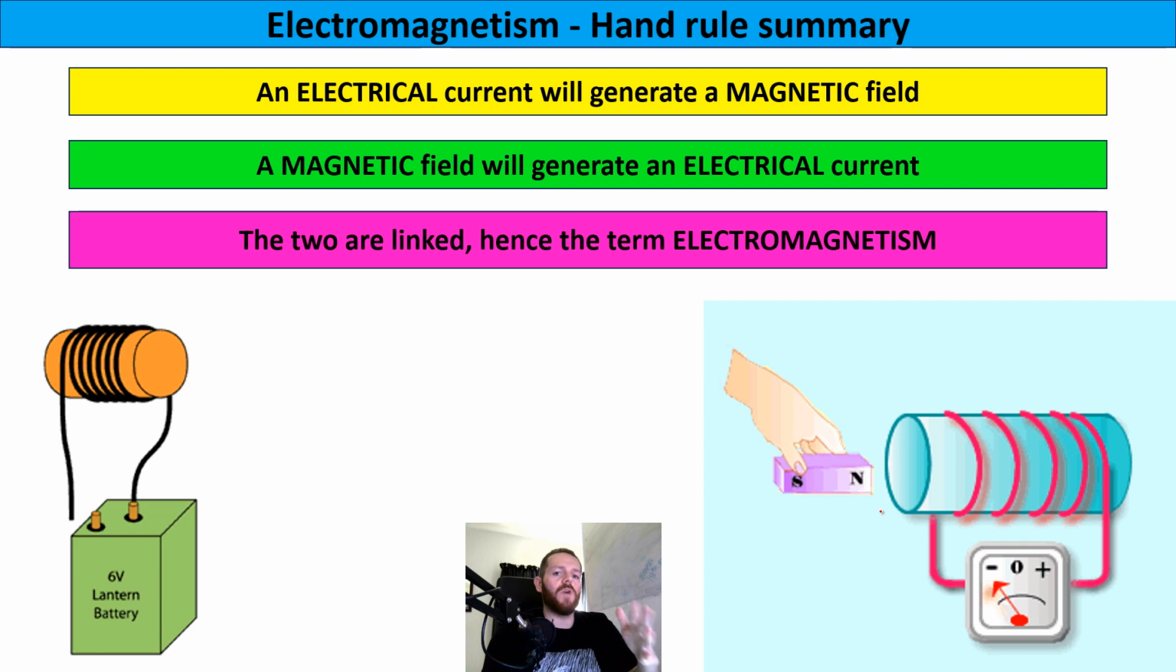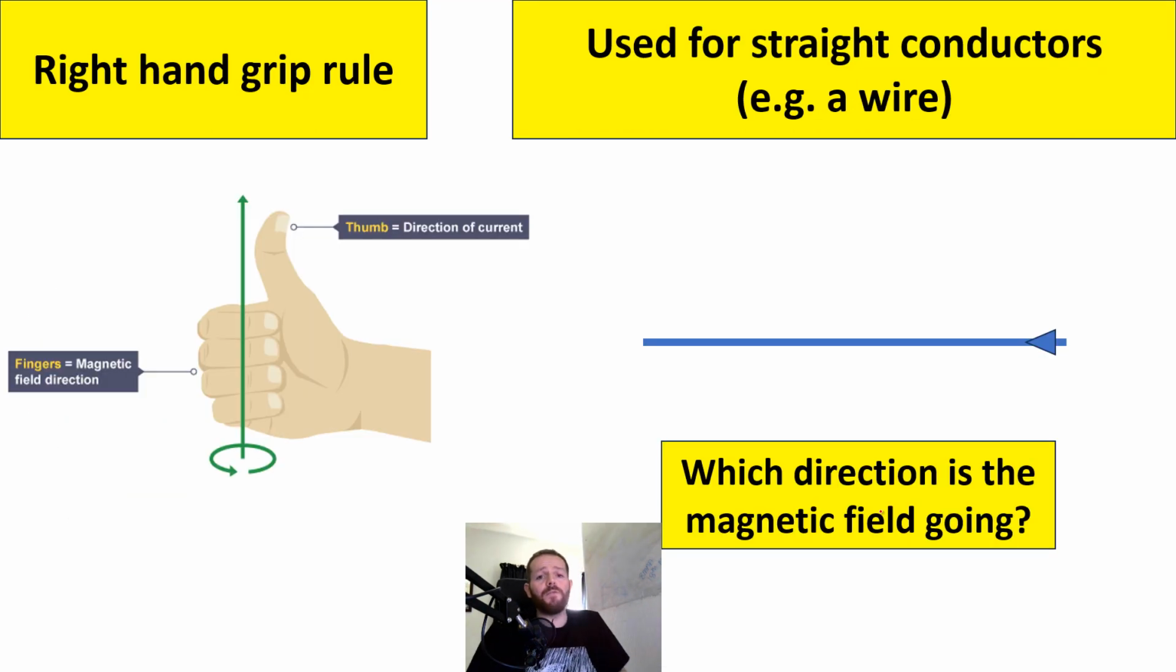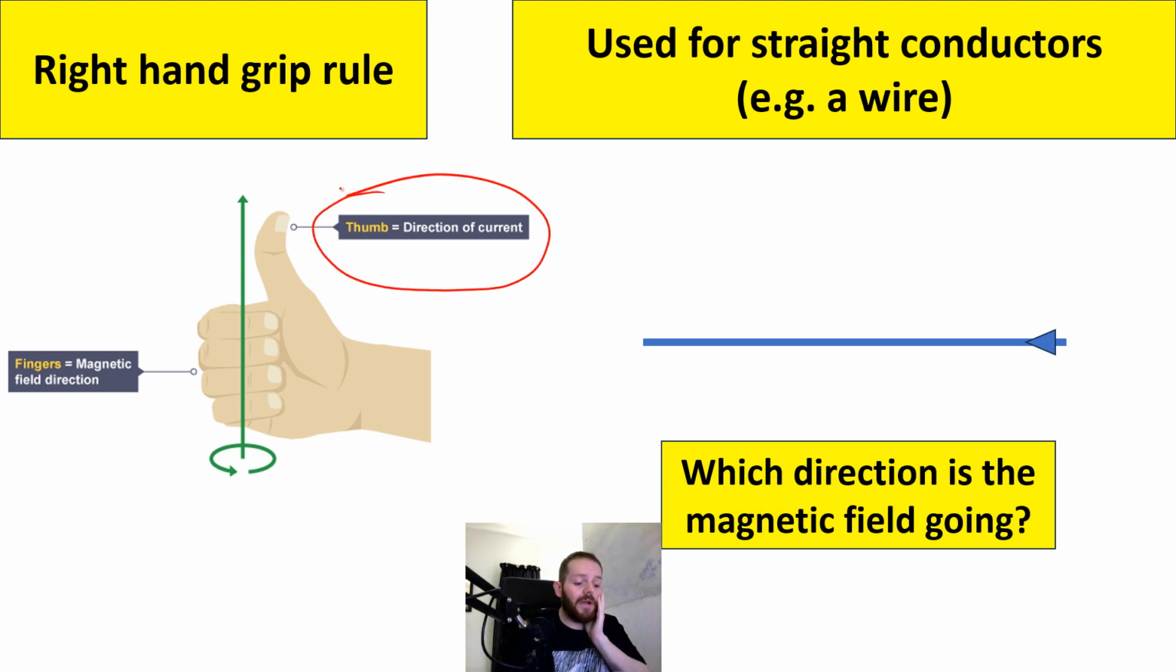So let's go through the 4 hand rules that you need to know for your assessments. First of all, we've got the right hand grip rule. In teaching order, this was literally the first one that I showed you. So what do you need to know? Well, you place your hand like this, thumbs up, and your fingers represent one thing and your thumb represents another. If you look at the diagram, your thumb represents the direction of the current.